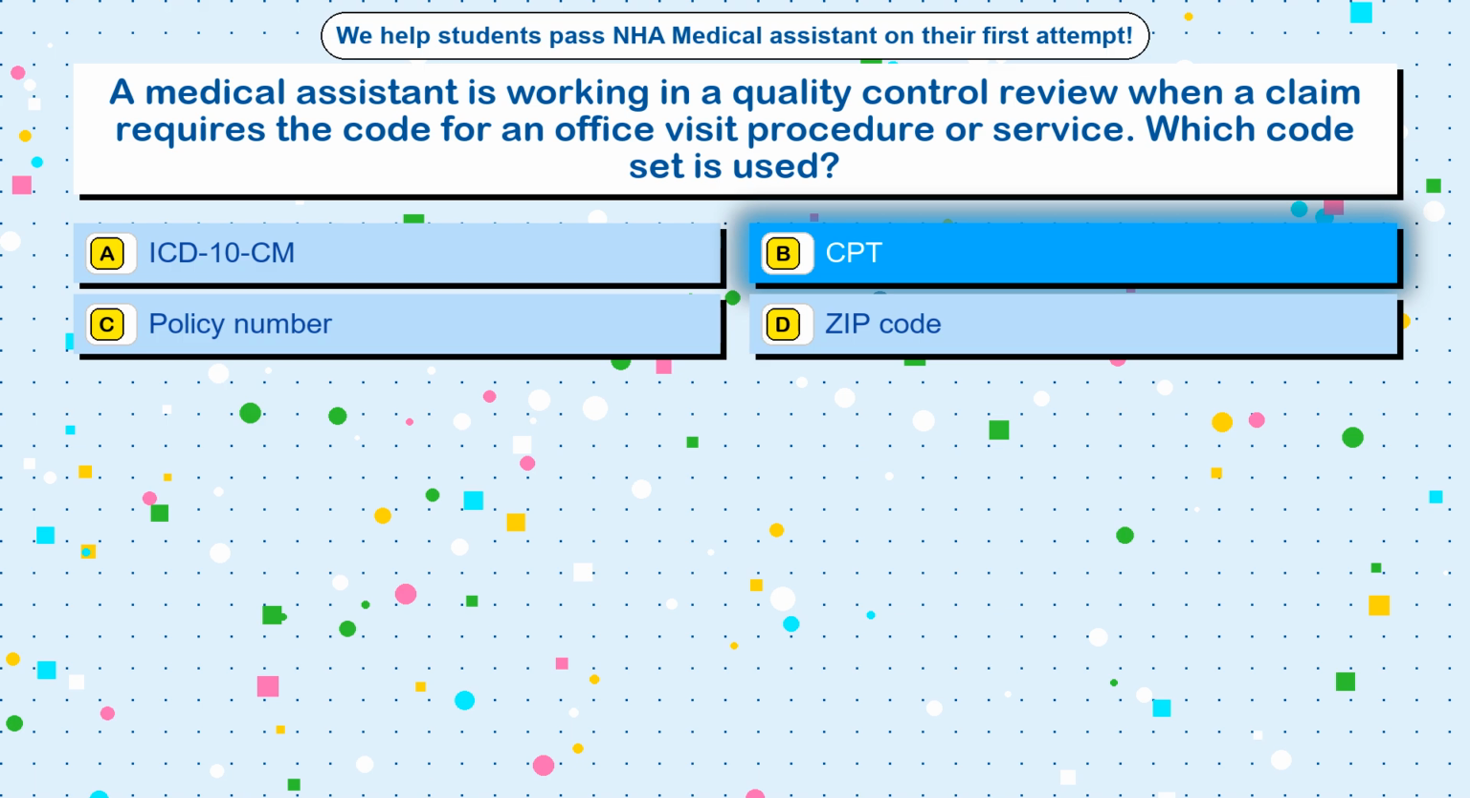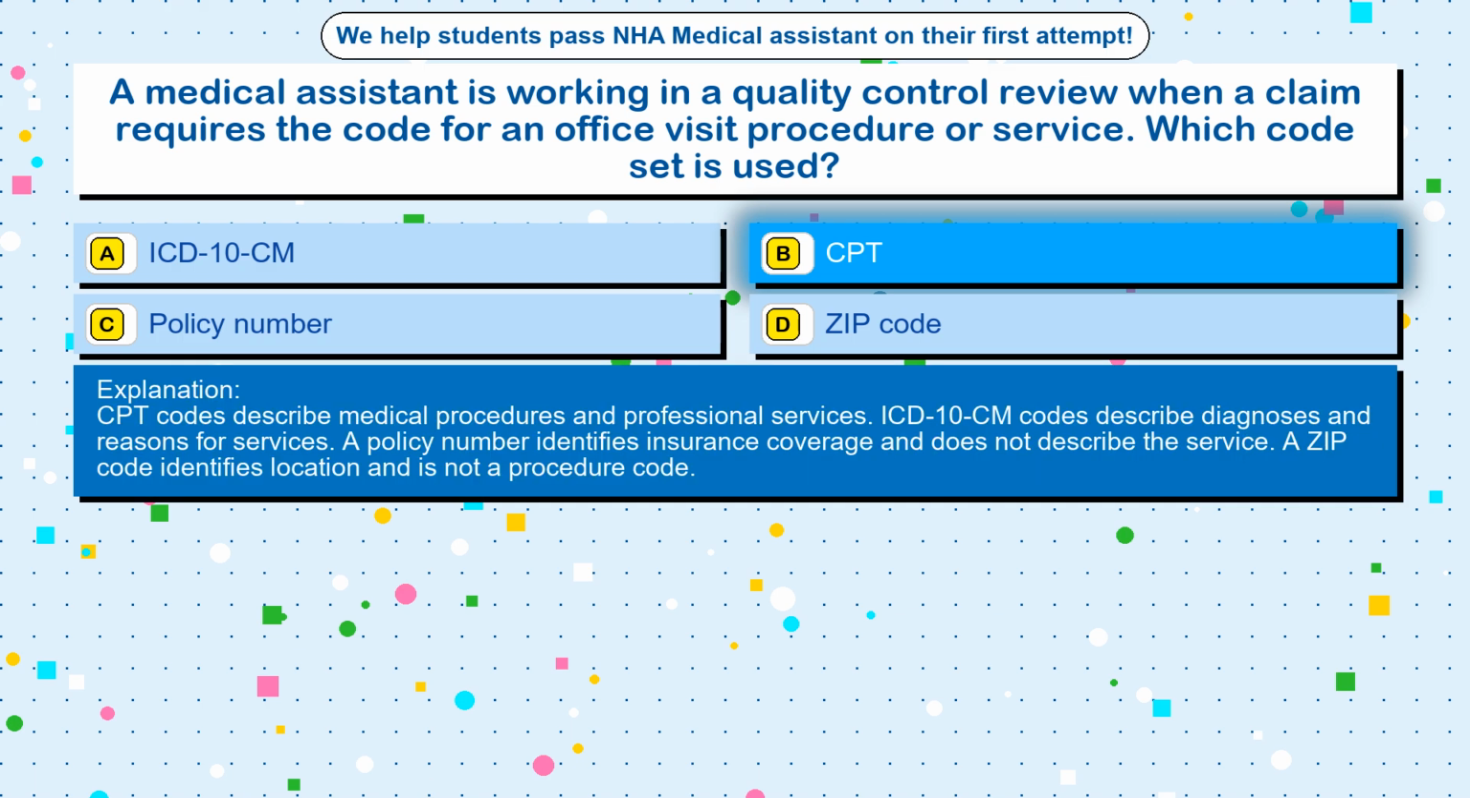The correct answer is option B, CPT. CPT codes describe medical procedures and professional services. ICD-10-CM codes describe diagnoses and reasons for services. A policy number identifies insurance coverage and does not describe the service. A zip code identifies location and is not a procedure code.